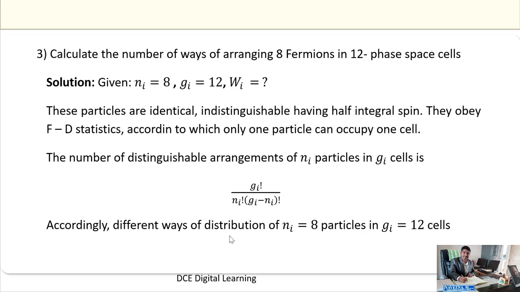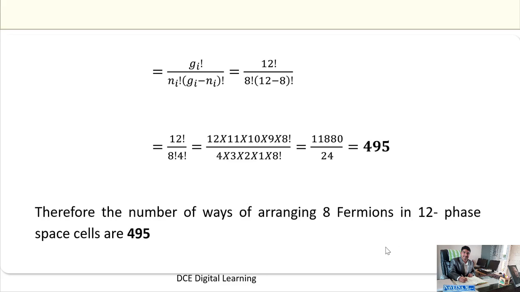Accordingly, different ways of distribution of Ni is equal to 8 particles in Gi is equal to 12 cells are given by Gi factorial divided by Ni factorial into Gi minus Ni factorial, that is equal to 12 factorial divided by 8 factorial into 12 minus 8 factorial, which is 12 factorial divided by 8 factorial into 4 factorial. That is equal to 12 into 11 into 10 into 9 into 8 factorial. This 8 factorial cancels with the denominator 8 factorial. We are left with 11,880 divided by 24, that is equal to 495.